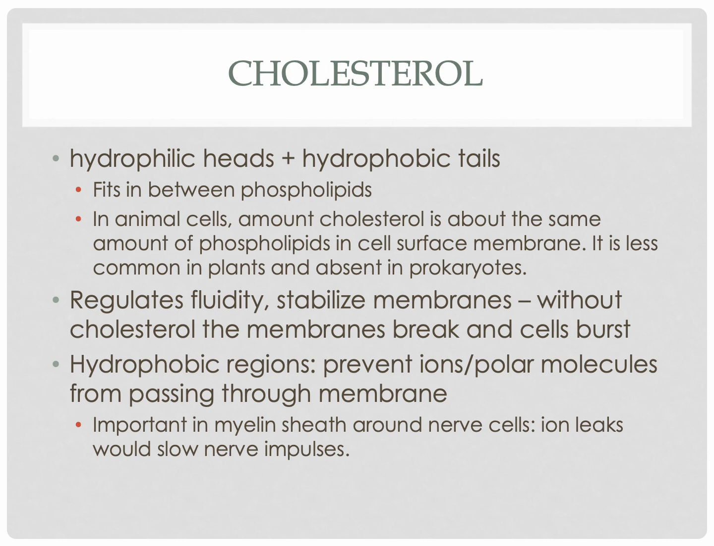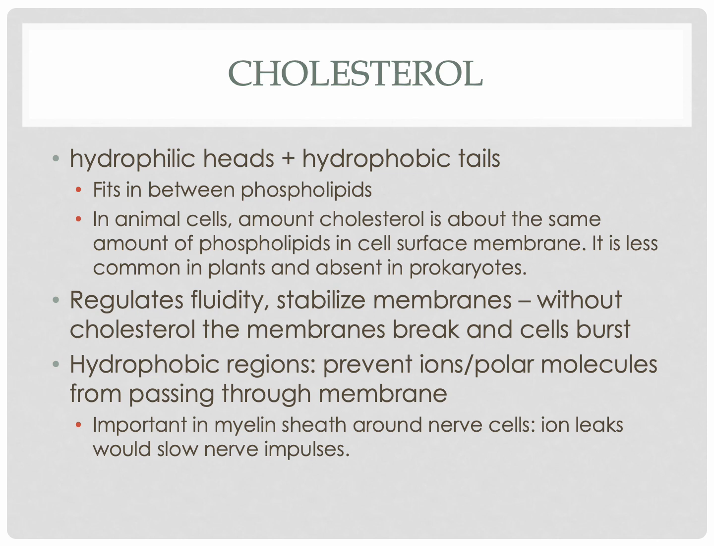Cholesterol has a hydrophilic head and a hydrophobic tail. The cholesterol is going to fit in between the phospholipids. In animal cells, the amount of cholesterol is about the same as phospholipids in the cell surface membrane. It's less common in plants and absent in prokaryotes. Cholesterol regulates the fluidity and stabilizes membranes. Without cholesterol, the membrane would break and cells would burst.